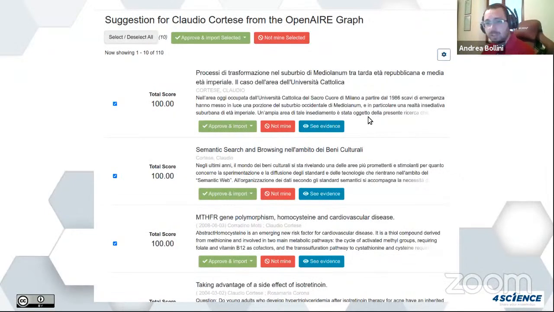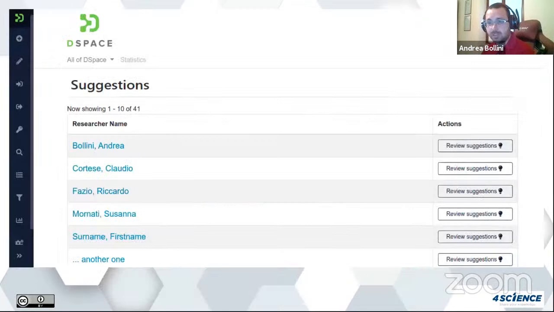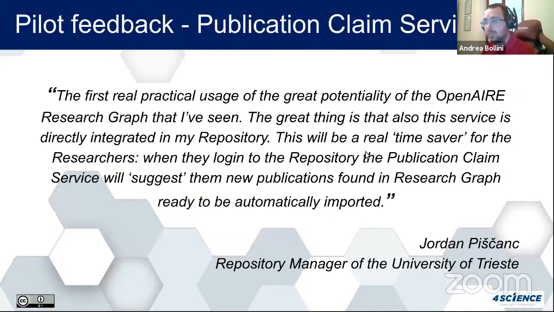These suggestions are also available to the repository manager for the whole repository, so that he can also help the researcher to go through all the suggestions and import what is missing. Again, also in this case, the feature was found to be very useful. And I'm happy to say that it was a time saver for researchers, who can now spend more time on their research instead of pulling data multiple times in multiple systems.